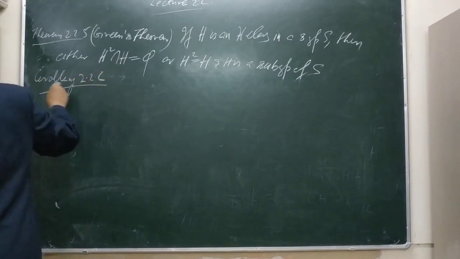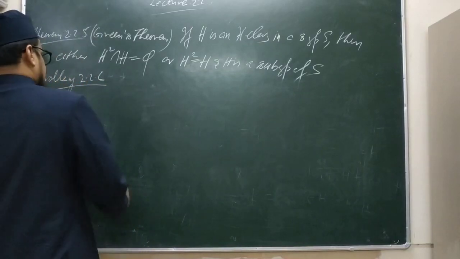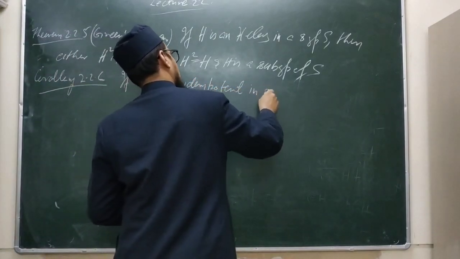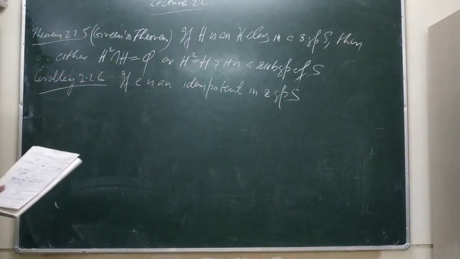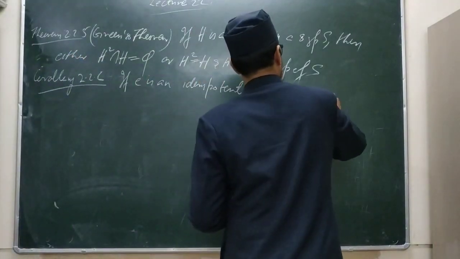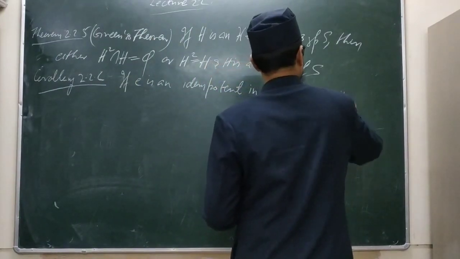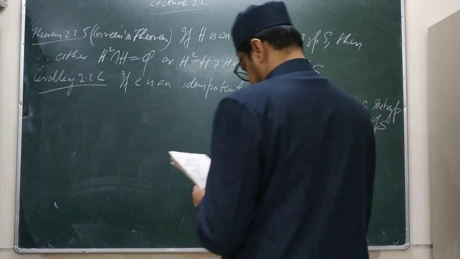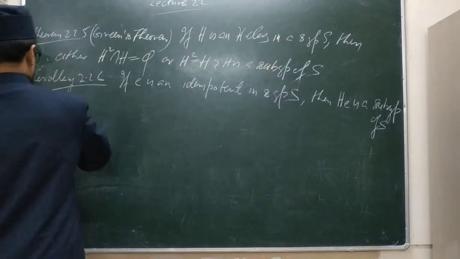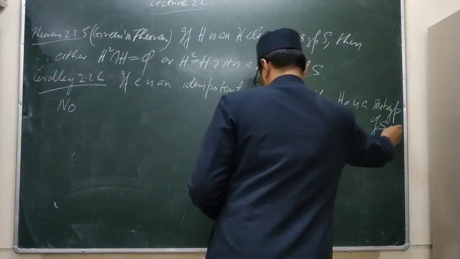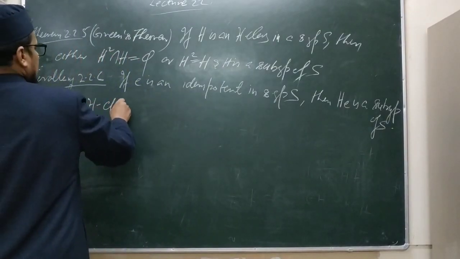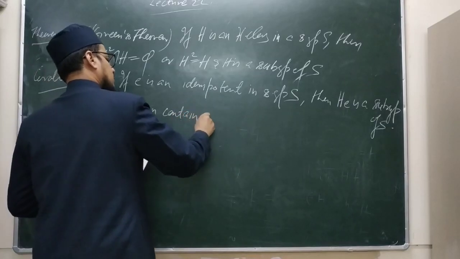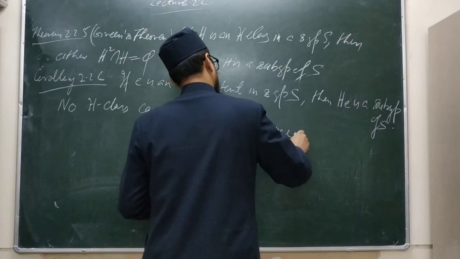Corollary 2.2.6. If E is an idempotent in a semigroup S, then He is a subgroup of S. And no H class can contain more than one idempotent.